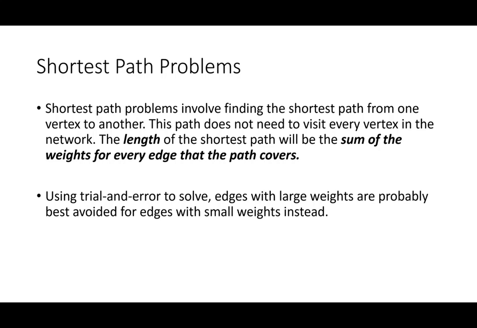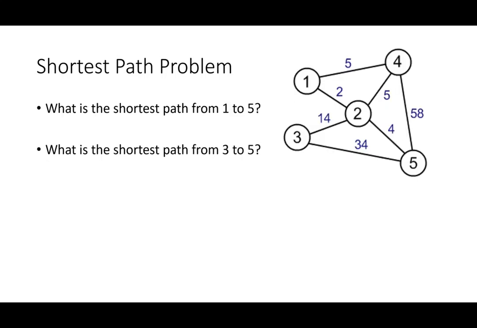Anyway, so we only need to use trial and error. So basically you just want to try and find the edges with the smallest weights that get you to where you're going. So let's have a look. I want you guys to find me the shortest path from 1 to 5 and the shortest path from 3 to 5. So can I get you to draw that one in your books?